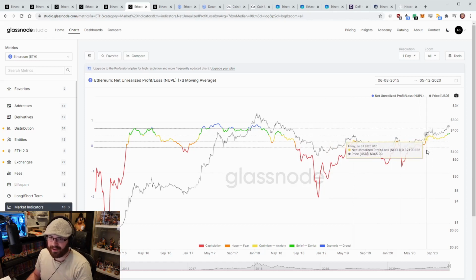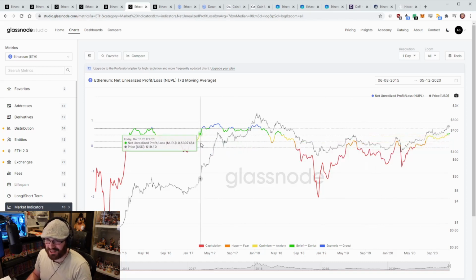So it's one that I'm going to be keeping my eye on. I don't like that we've flipped green already, to be honest. It's kind of scary, right? If you look at previous greens, they usually turn blue quite quickly. And if we look at 2017 specifically, we can see that it flipped green when ETH was like, I think, $15 or something.